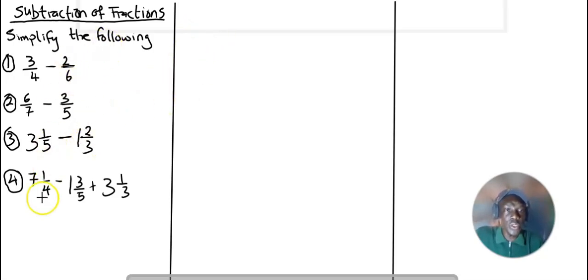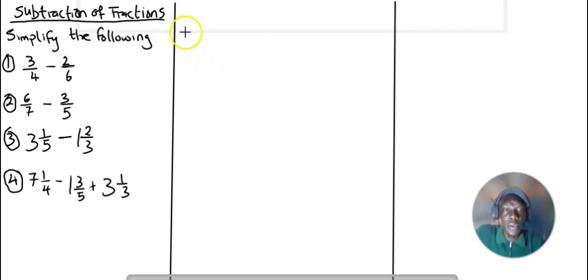Now there are a couple of questions we have to solve here, about four of them, but as we move on, if time permits, we'll be solving more. So the first one says 3/4 minus 2/6. So let's go.